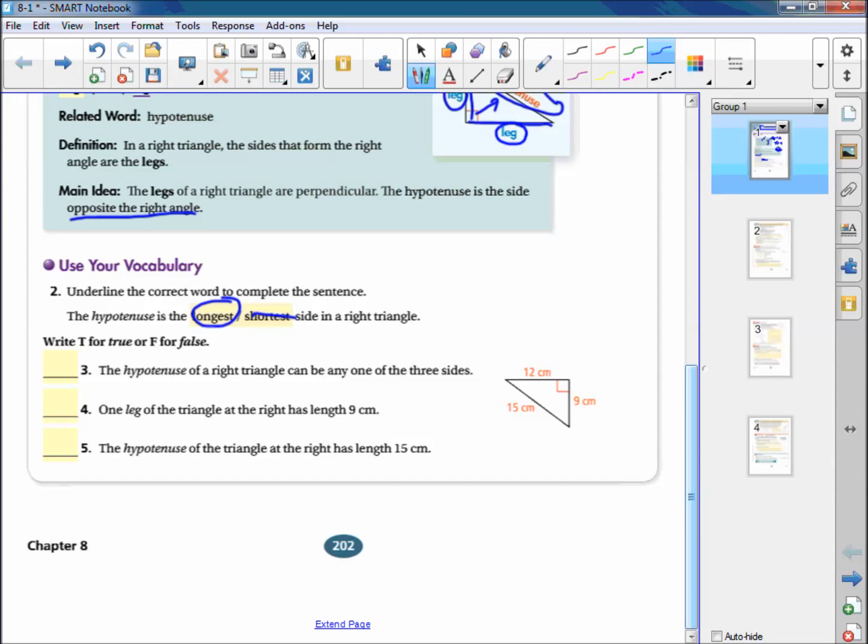Okay. All right, so write T for true or F for false. The hypotenuse of a right triangle can be any of the three sides. This is definitely false. The hypotenuse is always the one opposite of the right angle. One leg of a triangle at the right has a length of 9, and this is true. Remember, this is our hypotenuse, and these are our two legs, and one of them is 9, so this will be true. And the hypotenuse of a triangle at the right has a length of 15, and that is also true. Okay, the hypotenuse is the one across from the right angle, and it's the longest side, and it has length of 15 in this case.